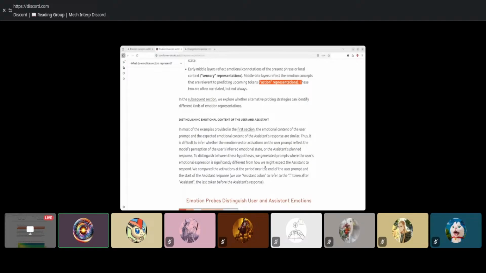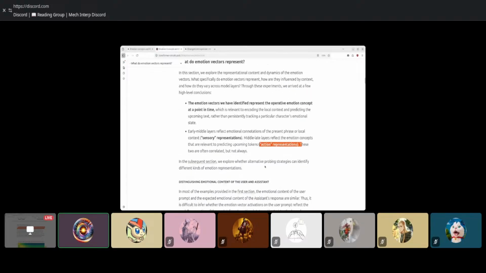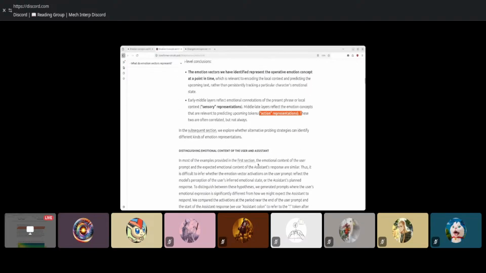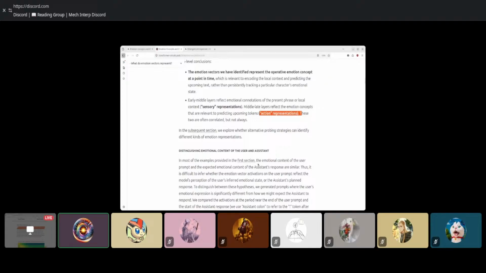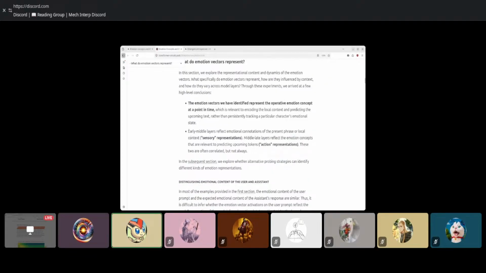It's good, but let's do the paper first and then go off topic. Middle layers. Can you repeat the point that you just made, actually? Right, yeah, so here it says early middle layers reflect emotional connotation of the present phrase or local context, sensory representation, right? Mm-hmm. And middle layers reflect emotional context that is relevant to predicting upcoming tokens, like action representations.